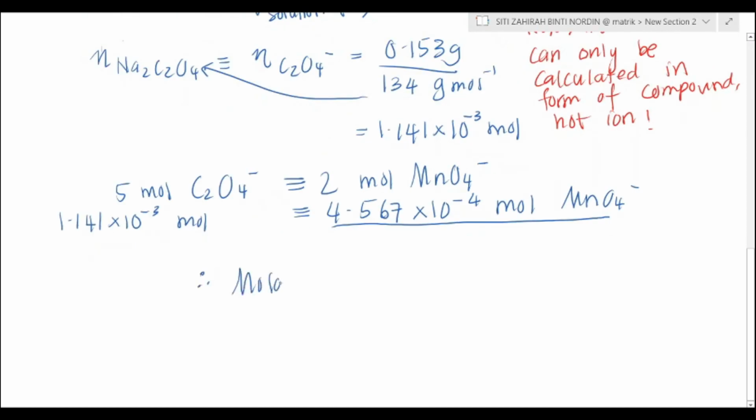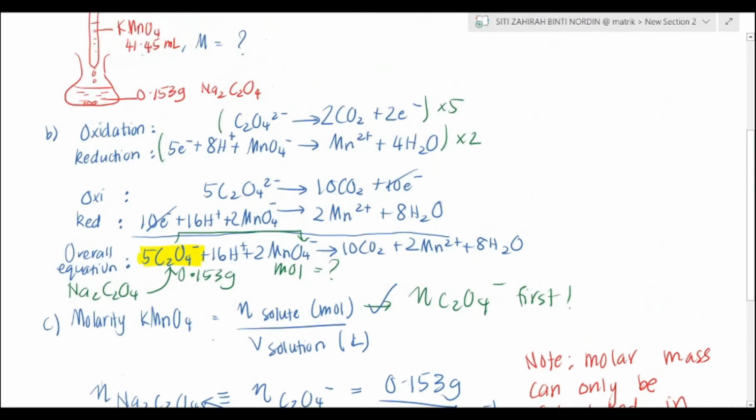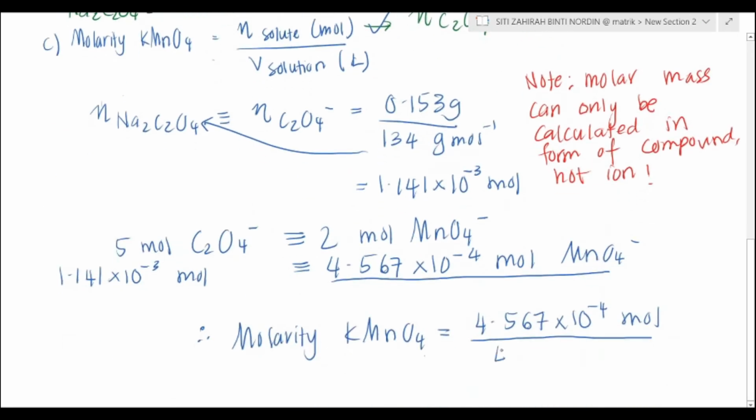So the molarity of KMnO4 would be 4.567 times 10 to the power of minus 4 mole divided by the volume of KMnO4, 41.45 cm cube. So it needs to be converted into dm cube. Okay, so your final answer would be 0.011 molar.